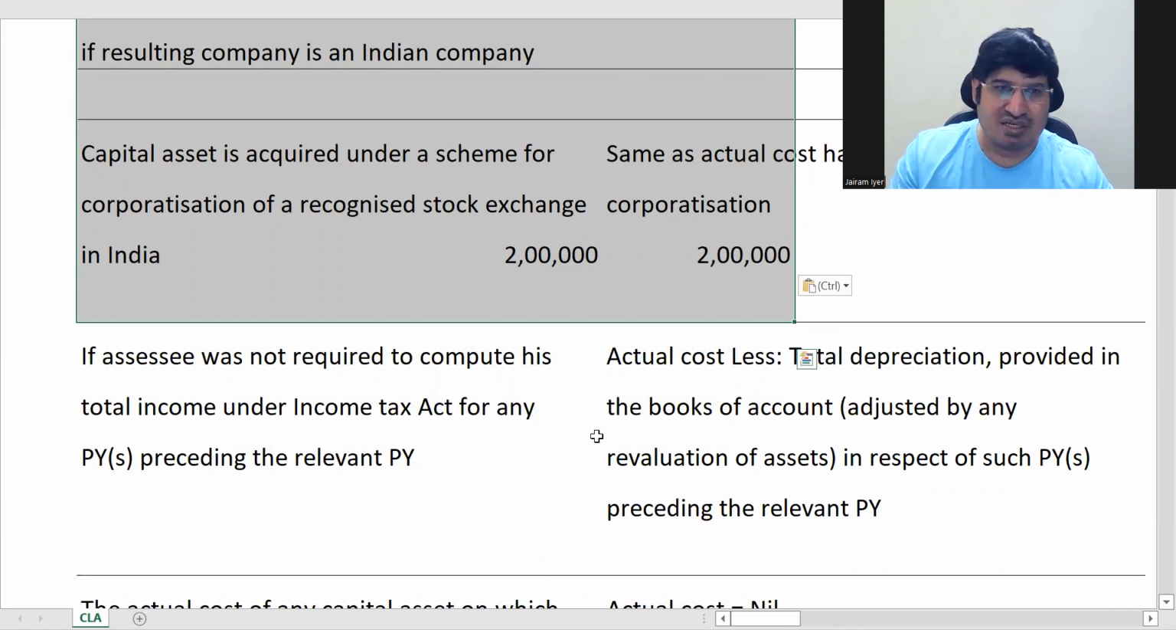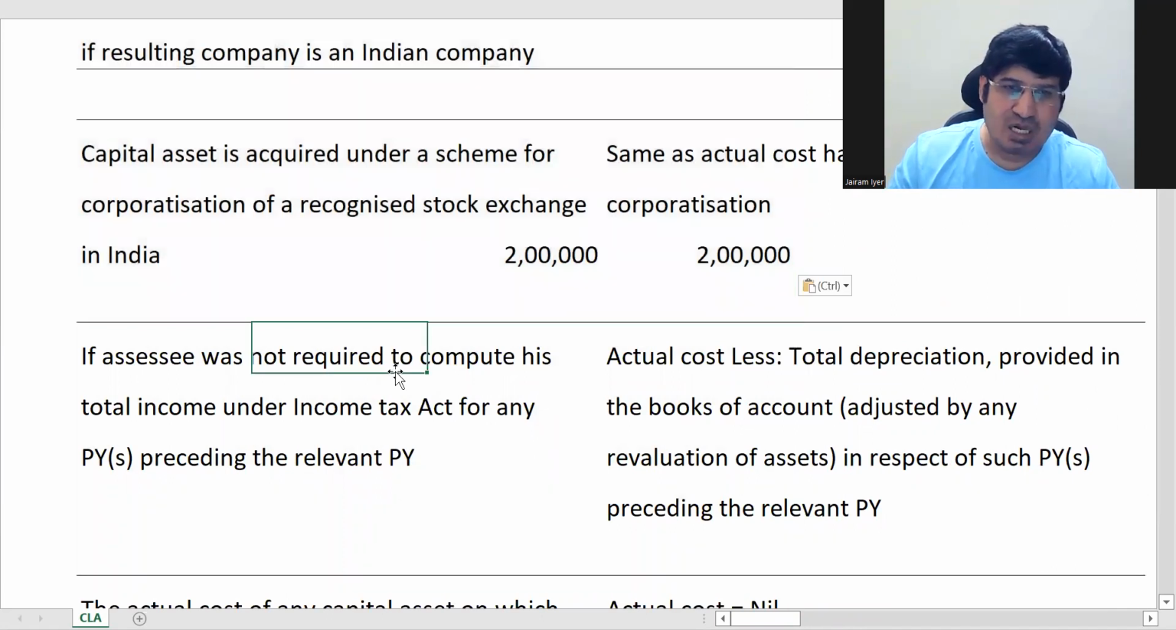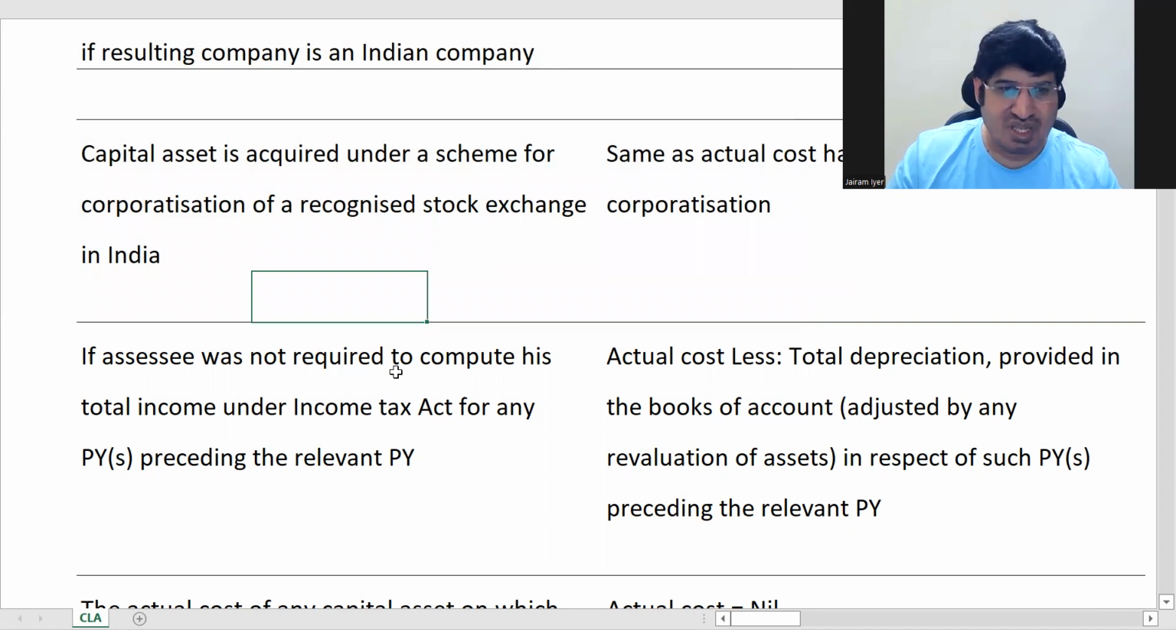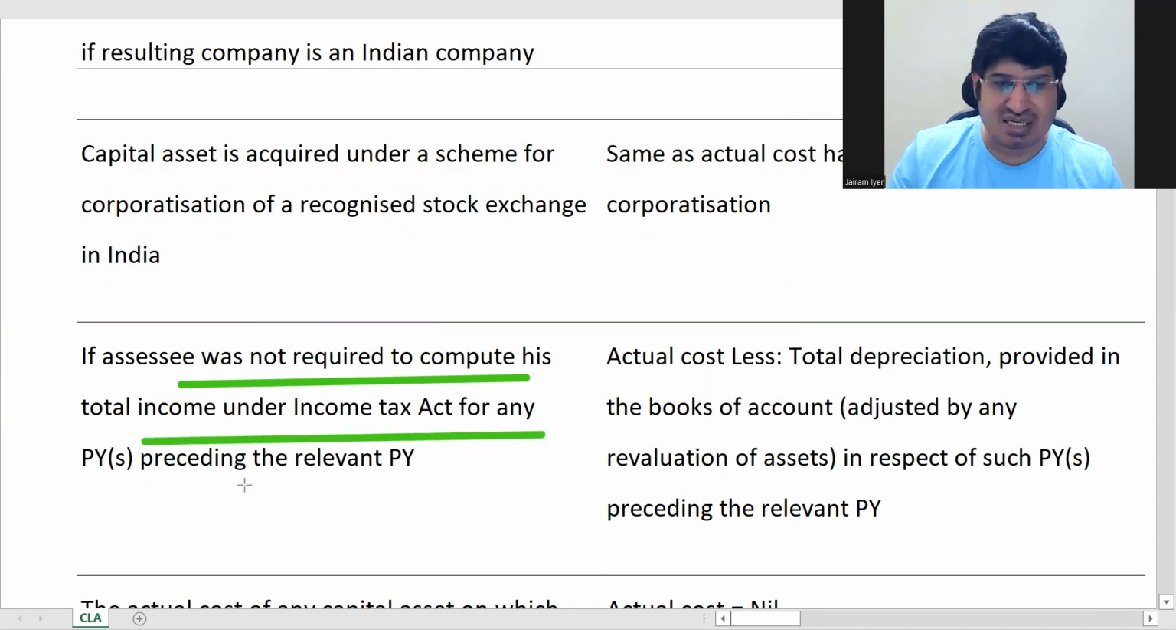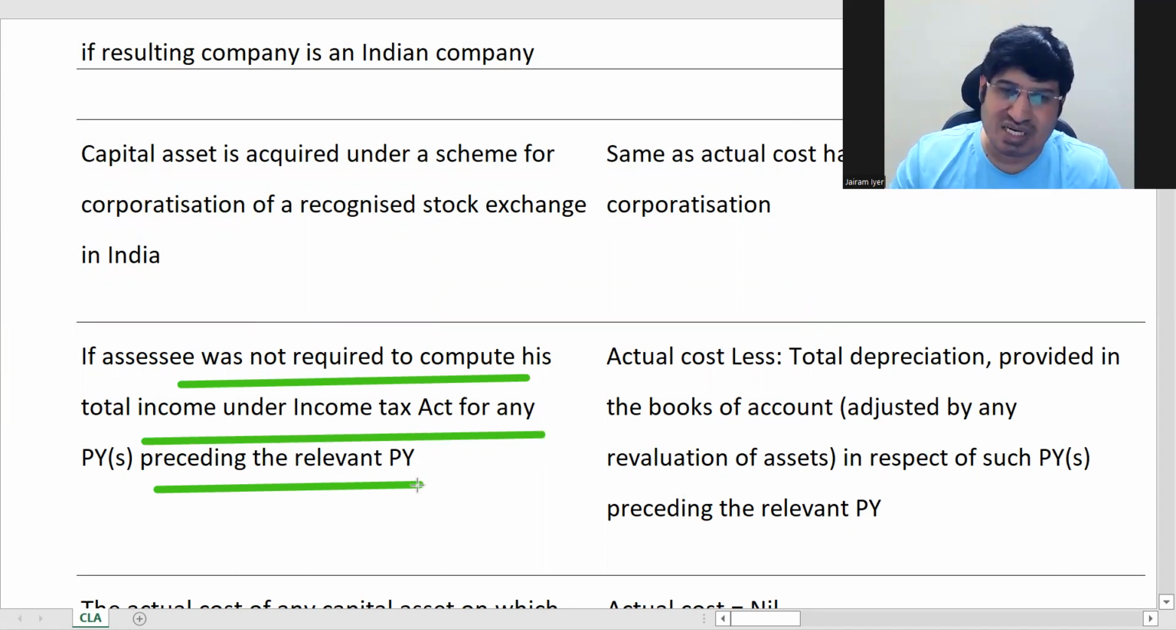These four are the same. Then next is, if an SSE was not required to compute his total income under the Income Tax Act preceding the relevant previous year, whatever be the reason, his income might have been much lower than the basic limit, but he did not need to compute it. So in this case, how will you give him depreciation if he has started a new business?